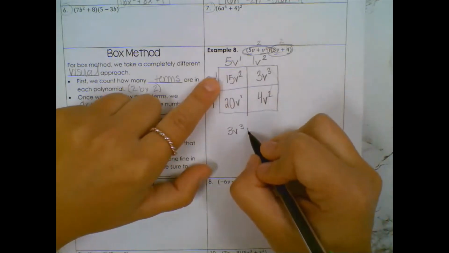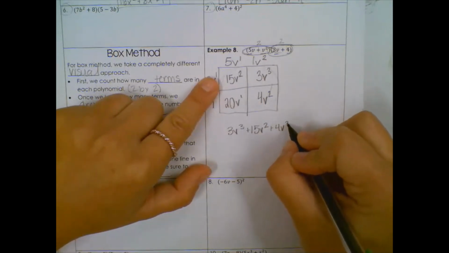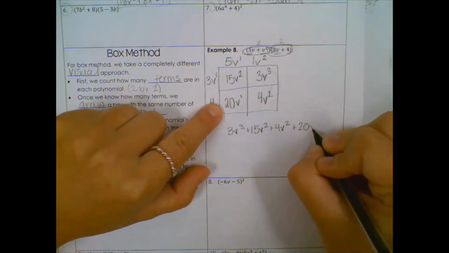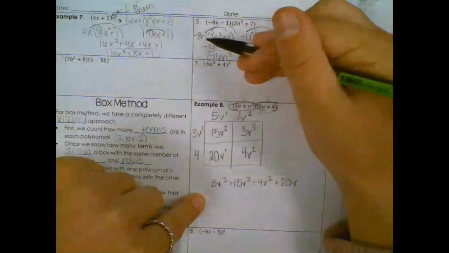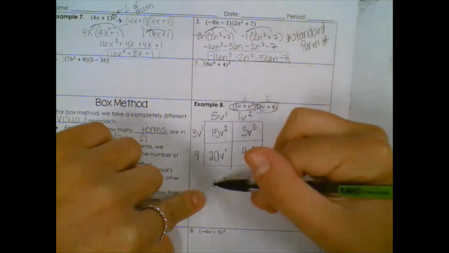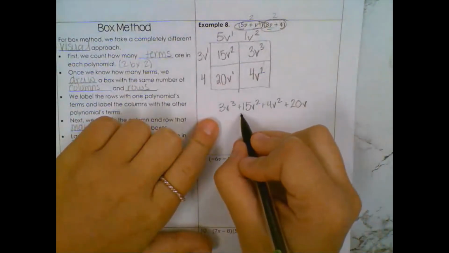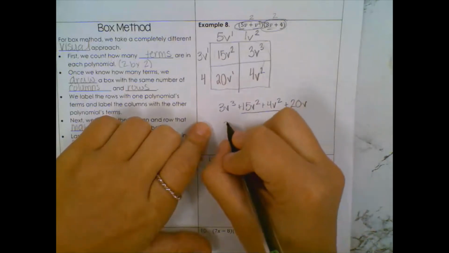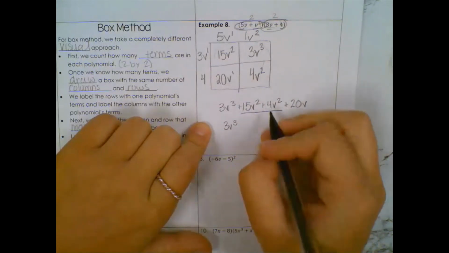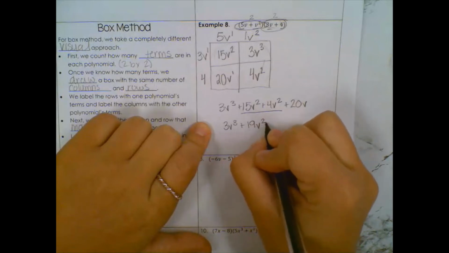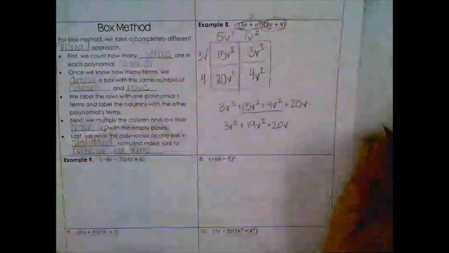Then I have a positive 15v, so remember positive means plus. I have a positive 4, so plus 4v squared. Positive 20, so plus 20v to the first. And what we have right here is the line where we did all our combinations of multiplying. We have our 4 terms. We look to combine if there's anything, and we should see that we have like terms here. So 3v cubed comes down. And remember, to combine like terms, we just add the coefficients. So 15 plus 4 is 19. So 19v squared. We do not change this. That is not part of adding. And then the 20v comes down. And that's it. That's our answer.